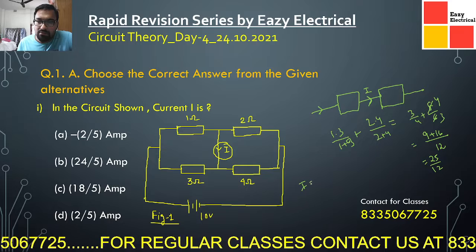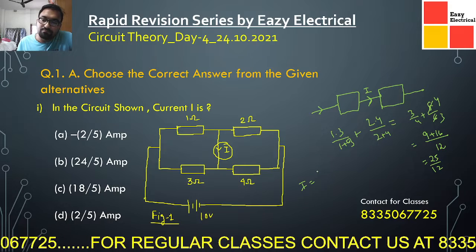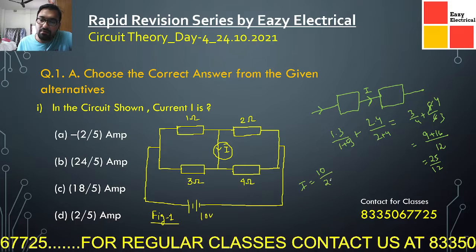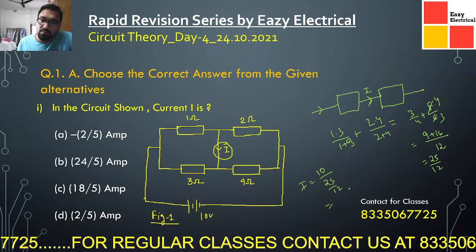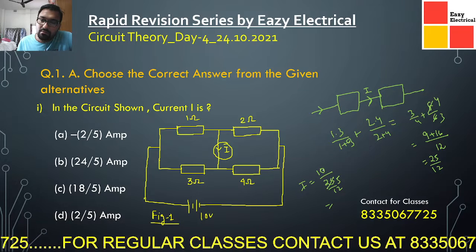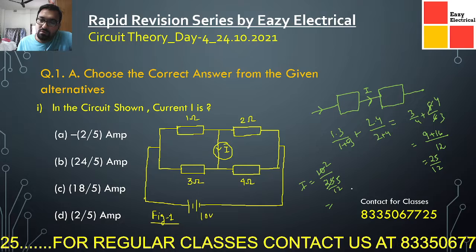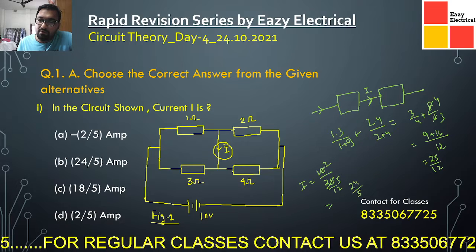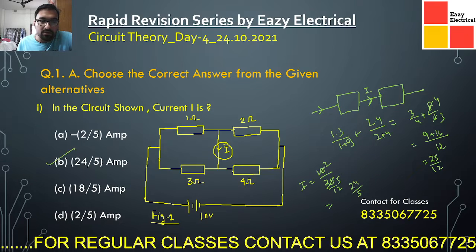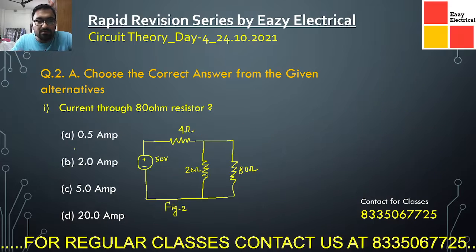So current will be how much? Current will be 10 divided by 25 by 12. If you cut these two, that is 2, that means we get 24 by 5. So this will be the correct answer. Now coming to the next question.